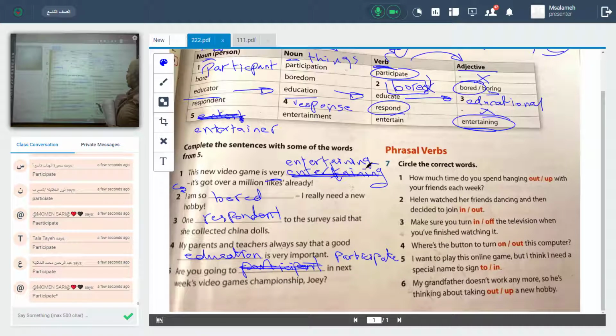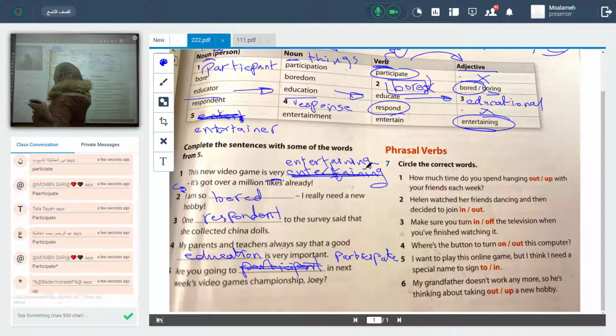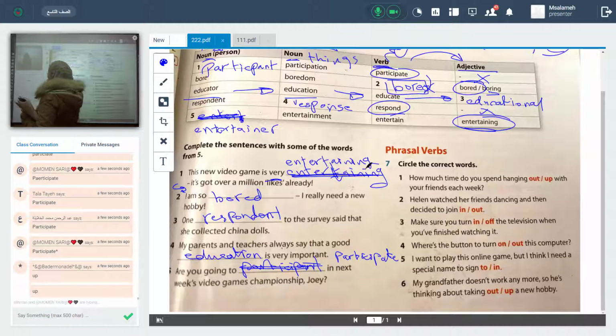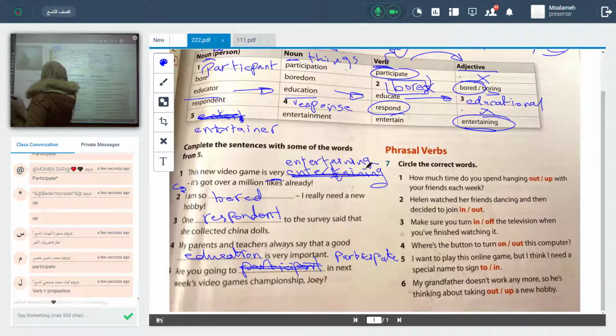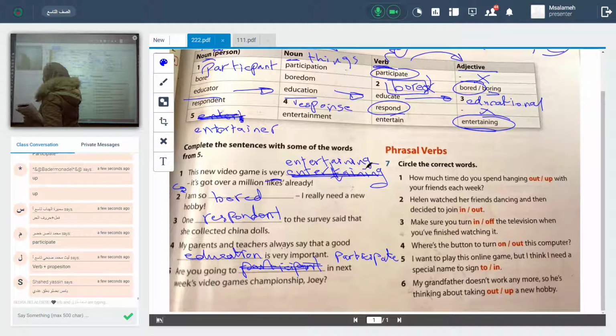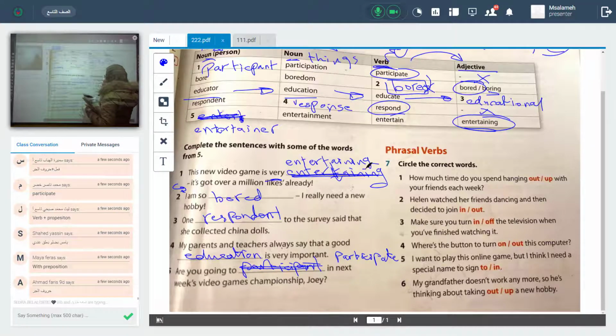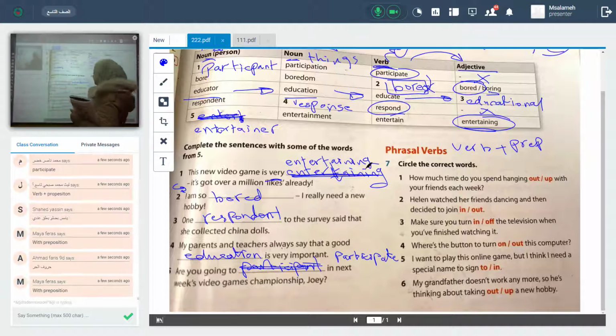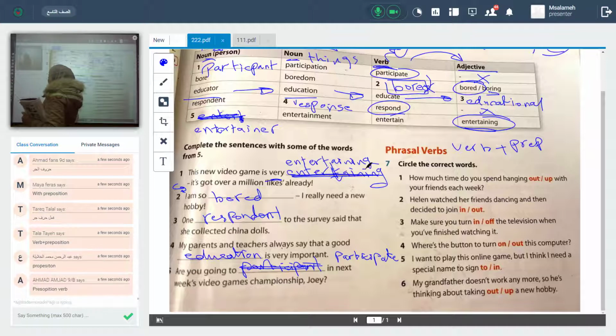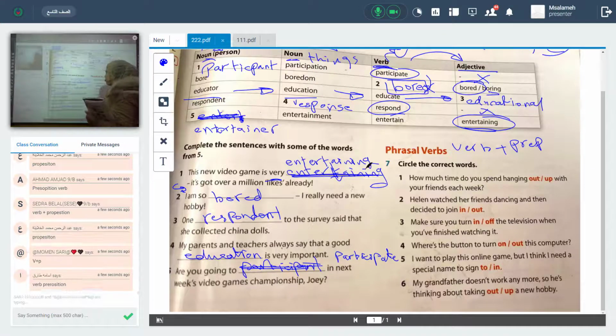Now we have a phrasal verb. شو حكينا الفريزل verb؟ Verb with what? مين يحكي لي شو تعريف الفريزل فيرب؟ Who can tell me what's the meaning of phrasal verb? بالعربي يا سميرة, in English. Excellent. Verb plus preposition, اللي هو فعل مع preposition اللي هي حرف جر. Excellent.